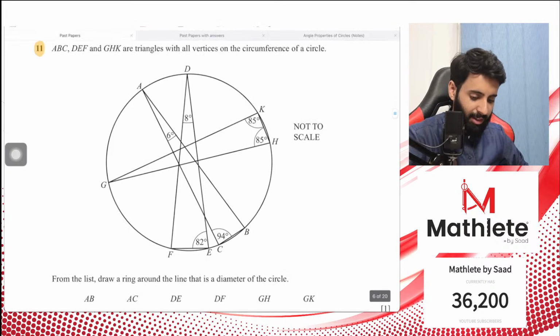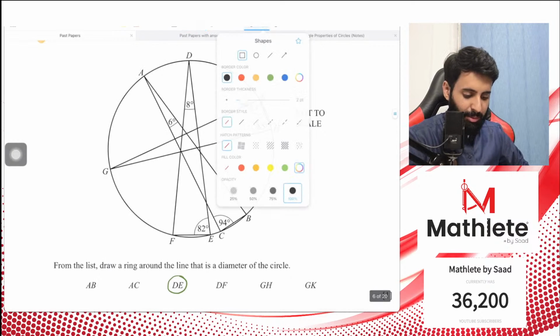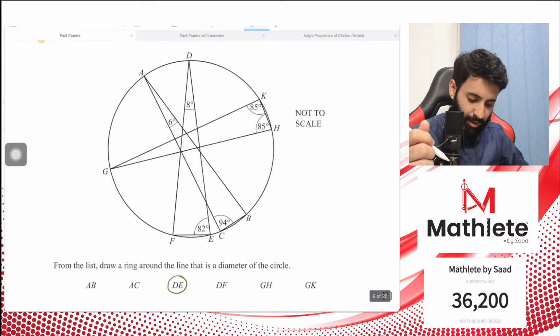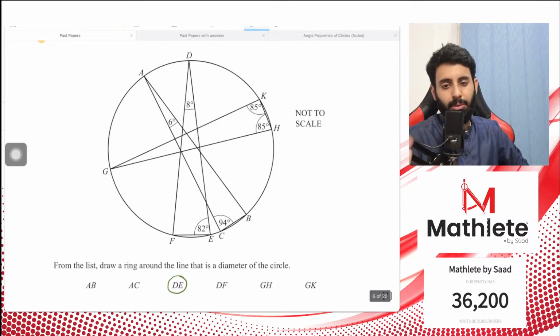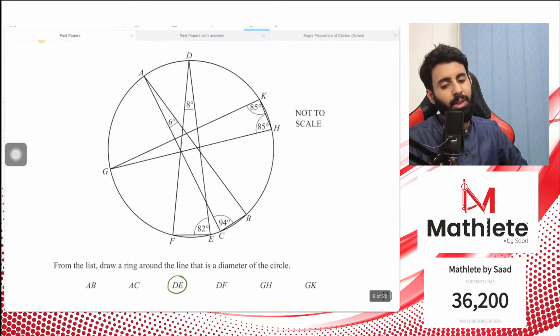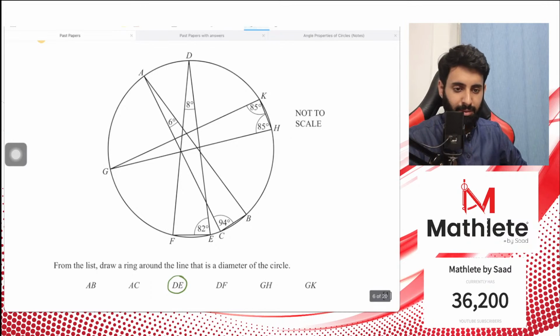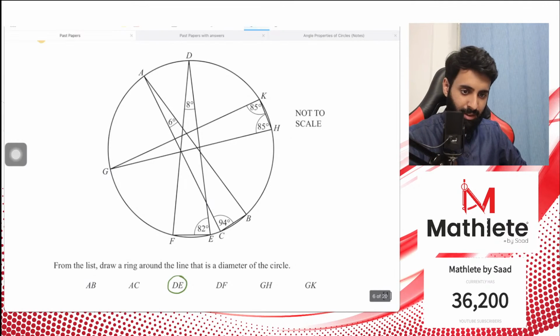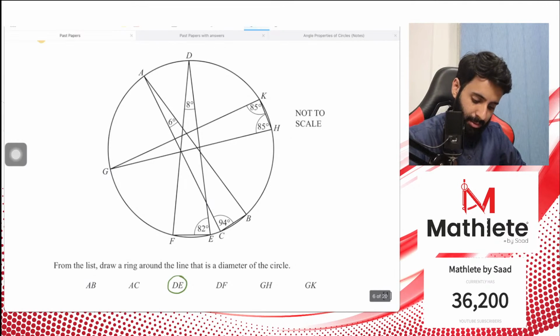Now why is DE the correct answer? Let's take a step back. How do we identify the diameter? There are two ways to look at it. The angle opposite the diameter is 90 degrees, or you could say that the length opposite of 90 degrees is the diameter. Just how we say the angle at the center is twice the angle at the circumference, and the angle at the circumference is half the angle at the center. We can apply that concept over here also.